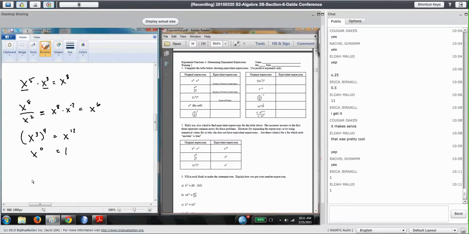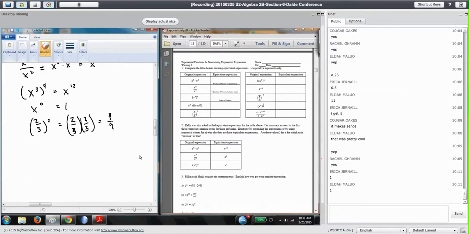2/3 squared, what is that? Well, essentially what you're dealing with is 2/3 times 2/3, which is 4/9. Now, you're thinking, that wasn't very hard at all. And my answer is, no, that wasn't very hard at all. But you would not believe how many people do this.